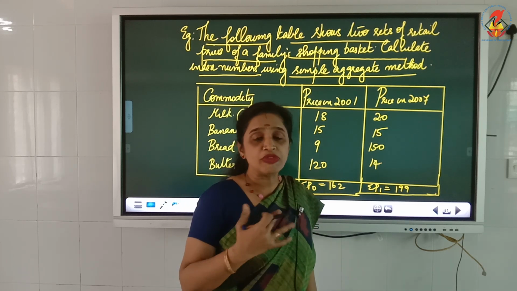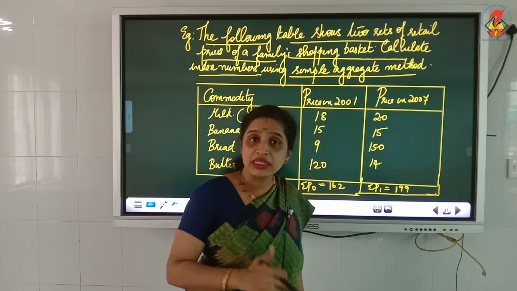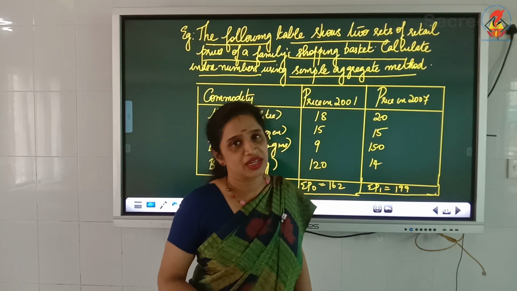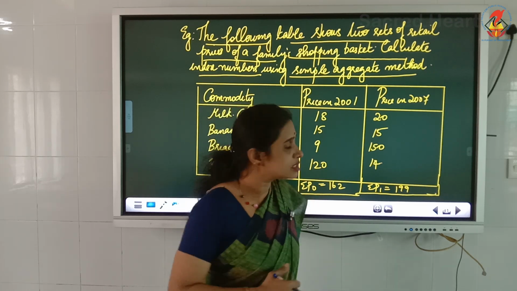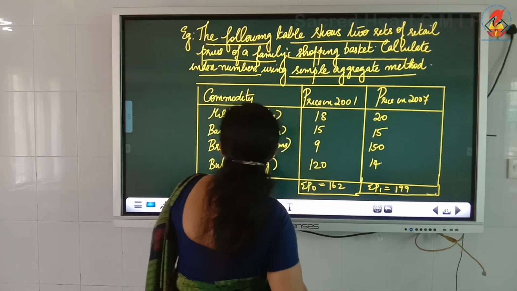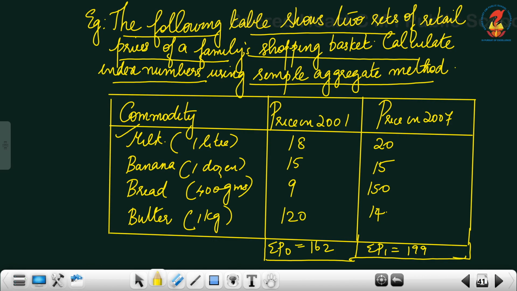Prices of 2 years are given here, one in the base year and the other in the current year. That is what we need. Now, let us see which items are given here. The first one is milk of 1 liter, banana of 1 dozen, bread of 400 grams and butter of 1 kilogram. Prices in 2001 are P0. Prices in 2007 are P1.